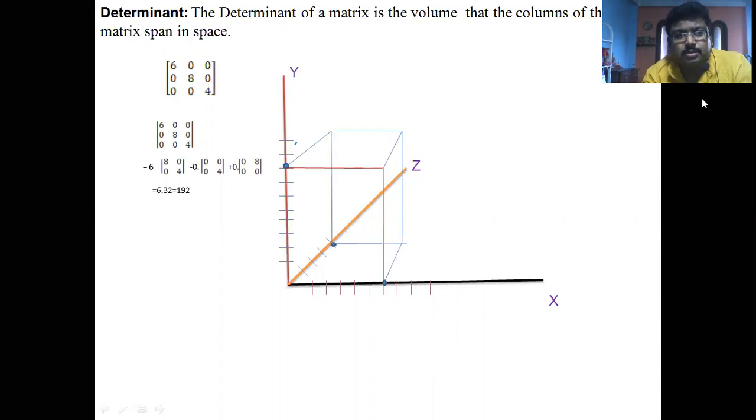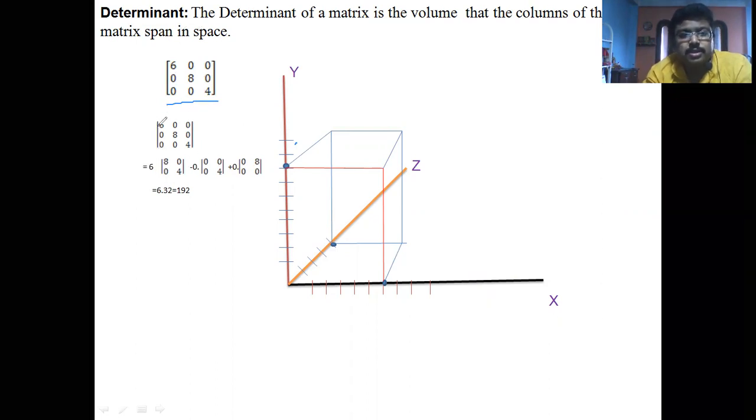In our example, suppose there is a matrix A, and it represents 600, 080, 004. I am telling about this matrix, 600, 080, 004. And now the determinant of this matrix can be calculated in the following way. This is the symbol of determinant.